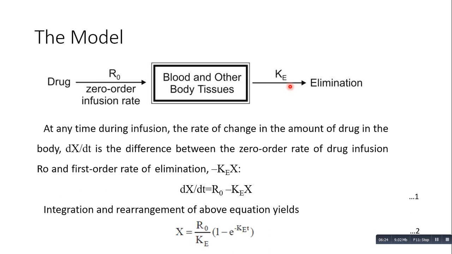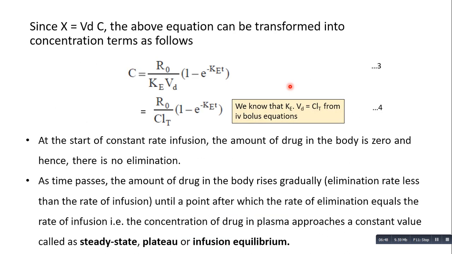So if we replace this x with Vd into c, then the equation will remain the same: c into Vd equals R0 by Ke into 1 minus e to the power minus Ket. Now if we bring that Vd to the right hand side, the equation will become c equals R0 by Ke into Vd into 1 minus e to the power minus Ket.